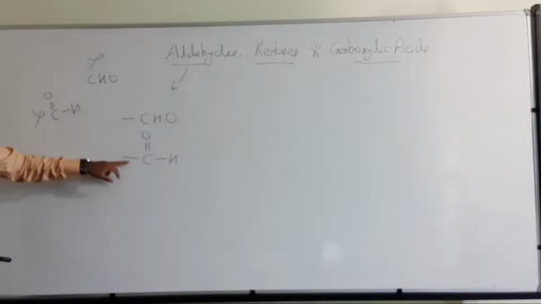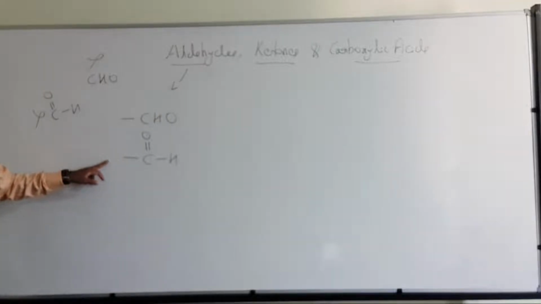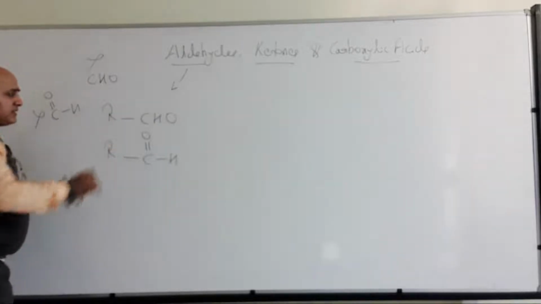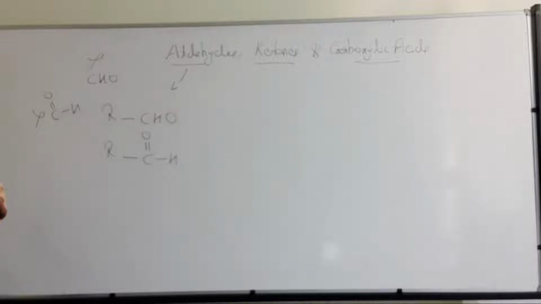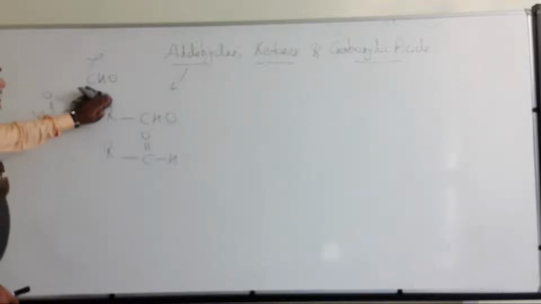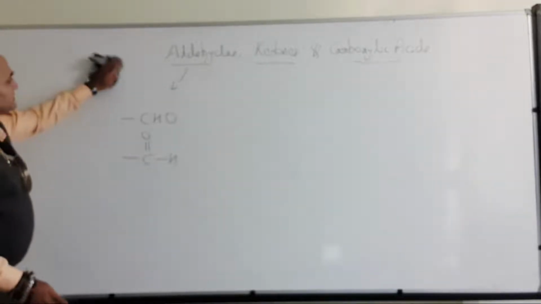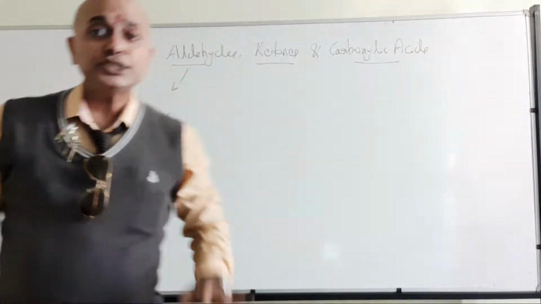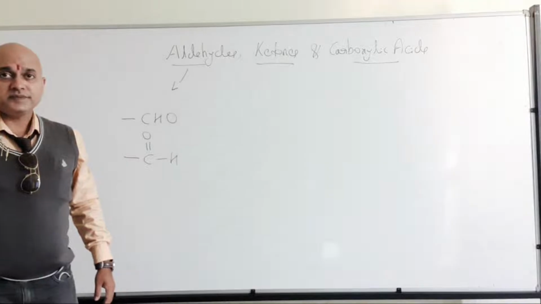So what does this line indicate? This line indicates that there is another carbon to which this aldehyde group is attached. There is some carbon to which the aldehyde group is attached, so we can mention that as R. Or if they ask simply about the aldehyde group, there is no requirement of R also. You can show it like this. It is understood that you are talking about an aldehyde group attached to a given organic compound.